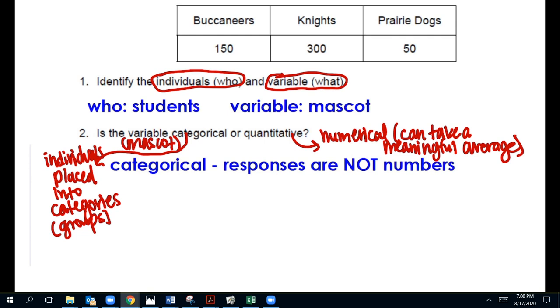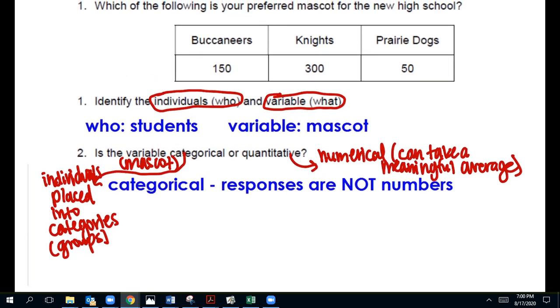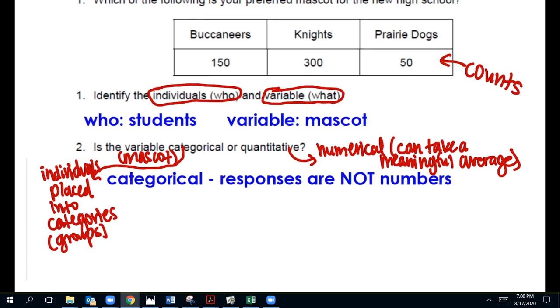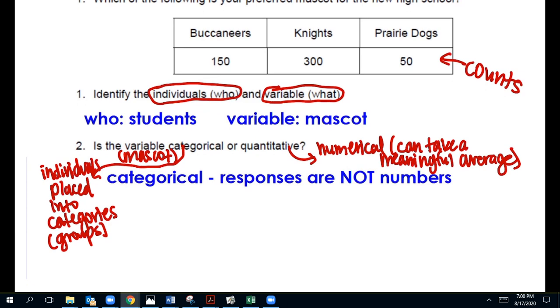Now look at these. This is called a table, a frequency table. These are counts. So I'm going to label those as counts. Those are numbers, but they're being used to place the individuals in the categories. These counts are represented by individuals. So we could have used tally marks, honestly, instead, but I don't want to tally 300 people that picked Knights. So those are counts, and that's for categorical data.